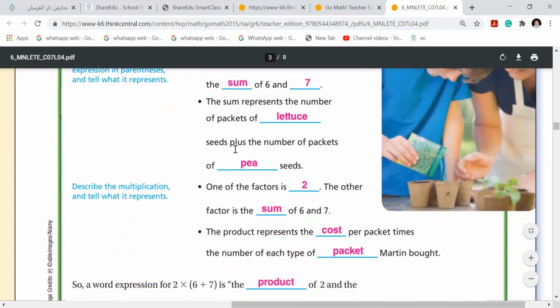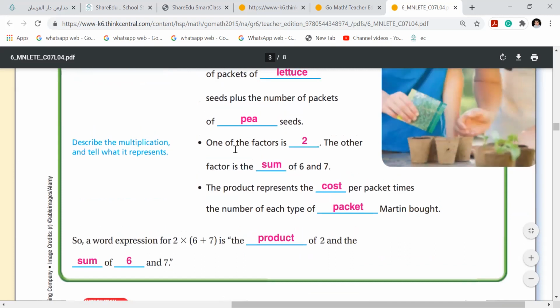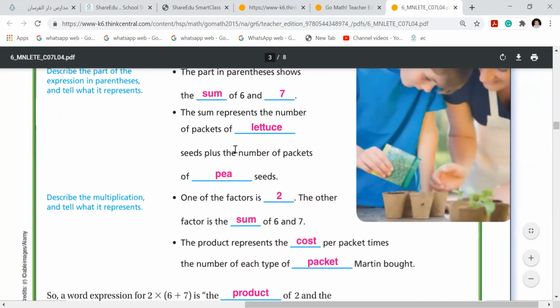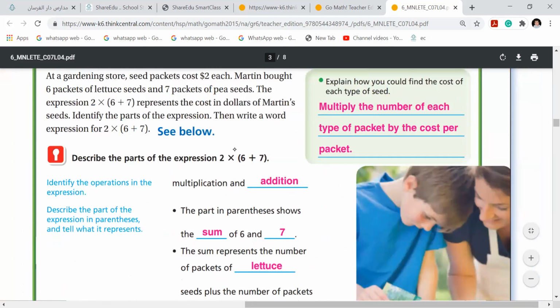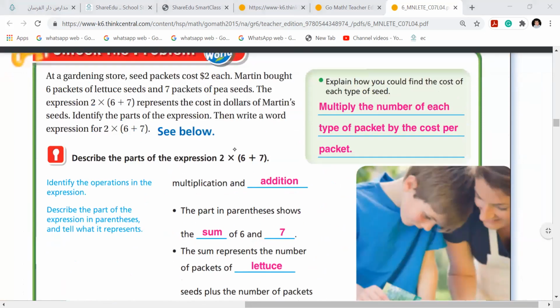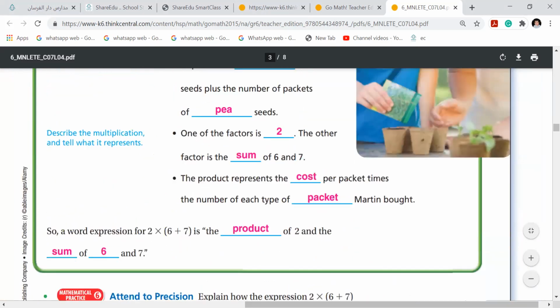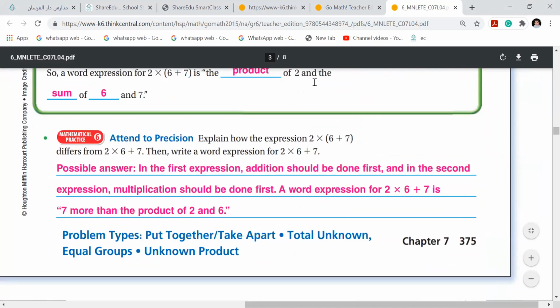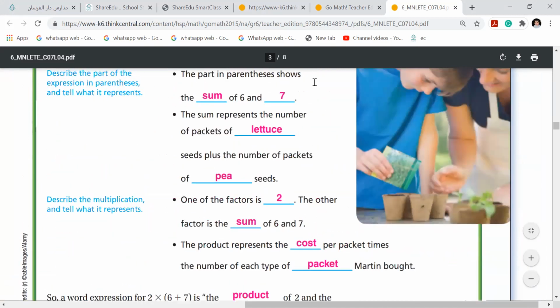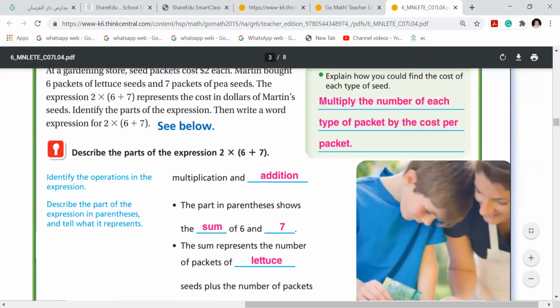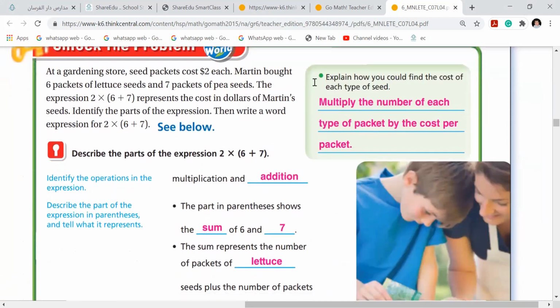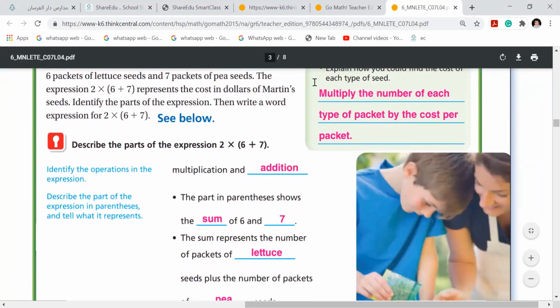Just try to complete this page. Vatin, you can just write the page number and write all these. When your book comes, you can fill it up, okay? Or if you want, I will send it to you again. No worries. Miss, this is page what? My dear, this is page number 375. Write down: multiply the number of each type of packet by the cost.